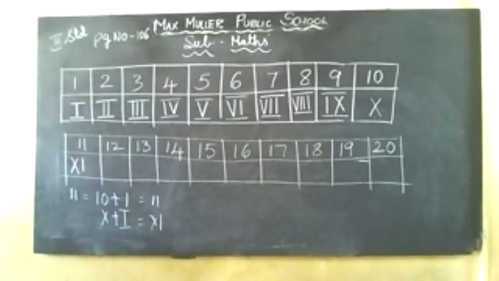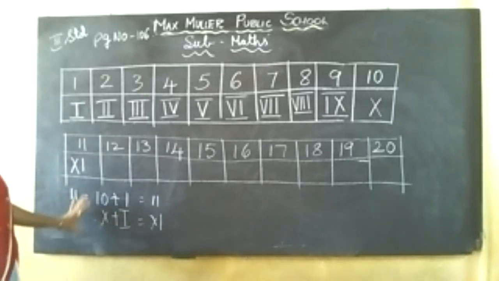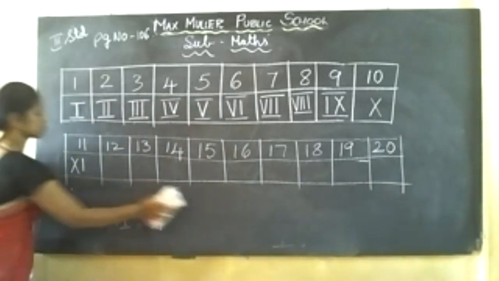Next one, second one, you see, you don't copy down this one. To make you understand, I have given this one. Understood the explanation? Don't copy down this one.